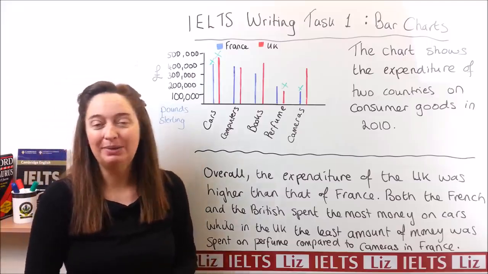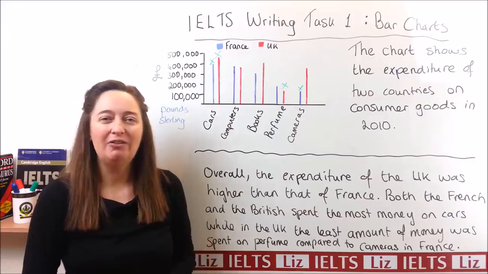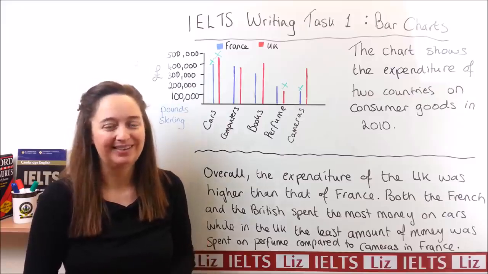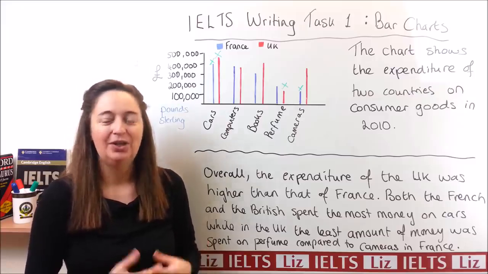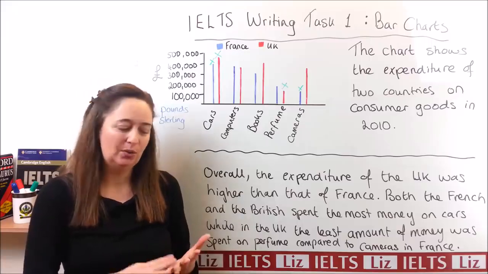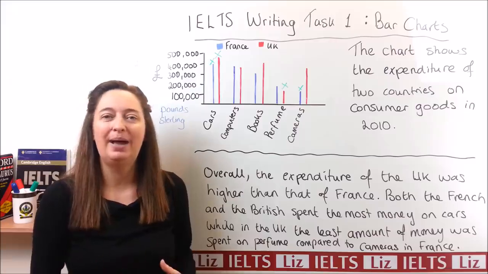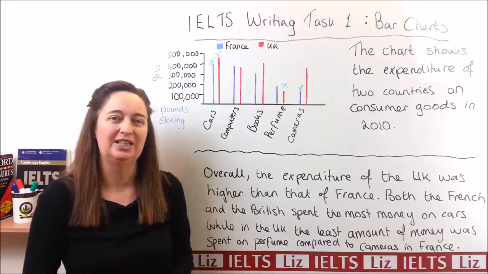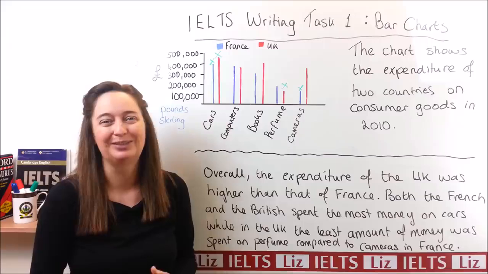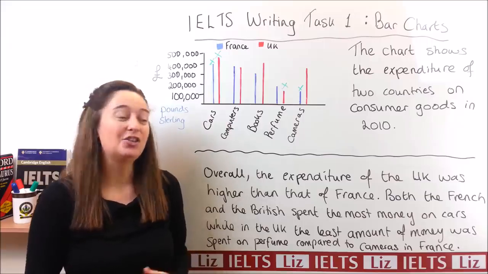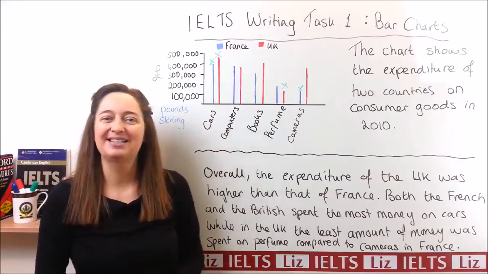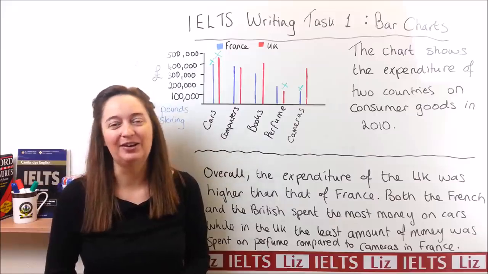How many do you normally have? Well, it's very rare to have only one. I think that's almost impossible. You are usually looking at 2, 3 or 4 key features, occasionally 5. It depends on all the information in your chart or your table, for example. Right, so that's the overview. Now let's have a look at the body paragraphs.